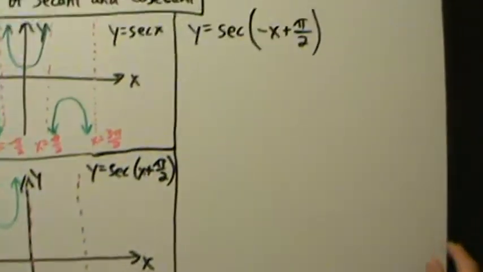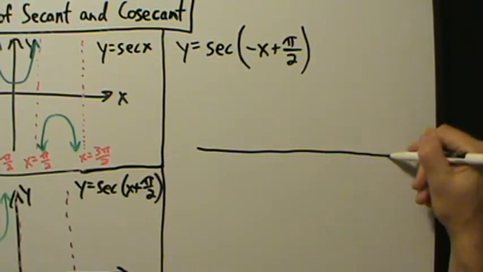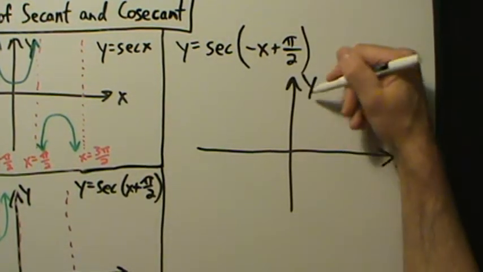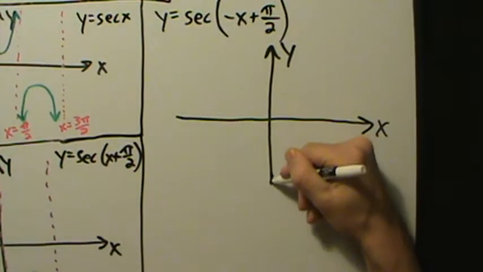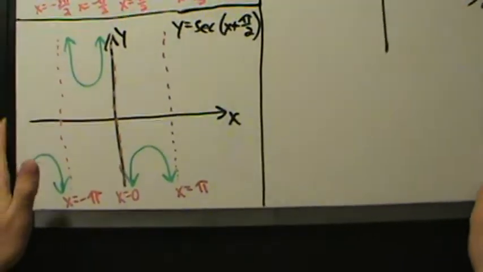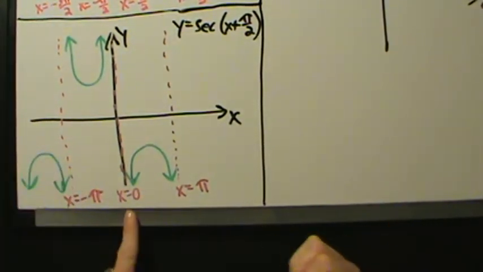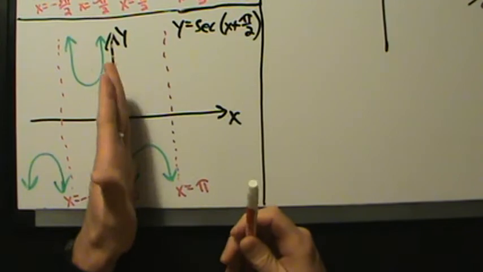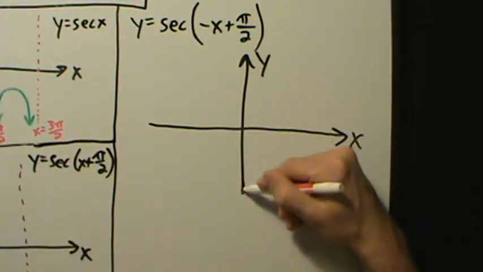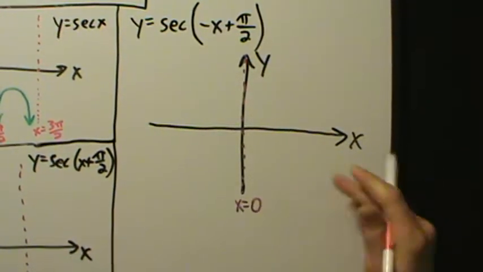let's go ahead and make our axes here. So x-axis, y-axis. So first let's look at the asymptotes. If I reflect x equals 0 over the y-axis, what's happening to it? Nothing. X equals 0 is the y-axis. If you reflect something over itself, nothing happens to it. So we still have that asymptote there. That's good. So that's x equals 0.